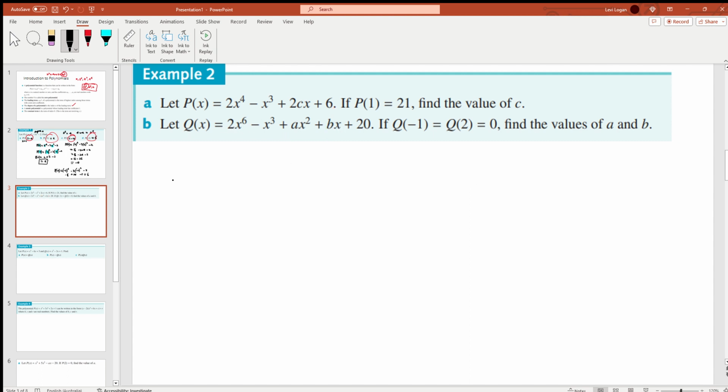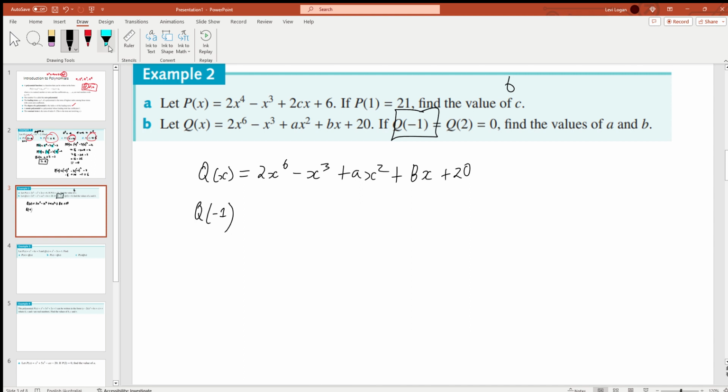So I'm going to write out Q of x. Q of x equals 2x to the power of 6 minus x cubed plus ax squared plus capital B x plus 20. I'm writing capital B because my lowercase b's look like 6's. First of all, I'm going to substitute in my initial condition, this one here. So Q of -1: wherever there's an x, you substitute in that -1. So this is 2 times (-1) to the power of 6 minus (-1) to the power of 3 plus a times (-1) all squared plus b times (-1) plus 20.